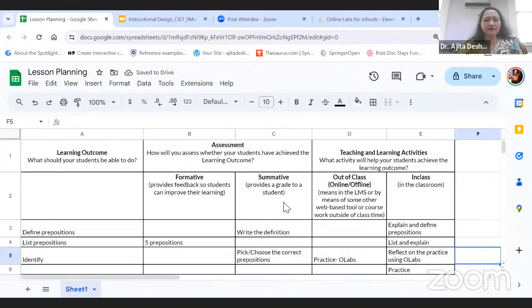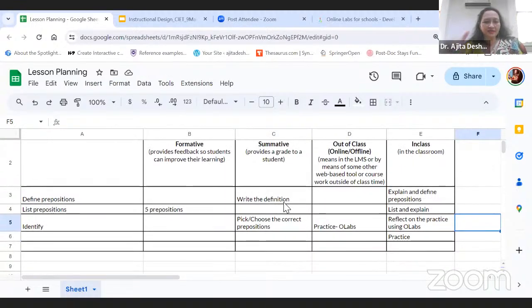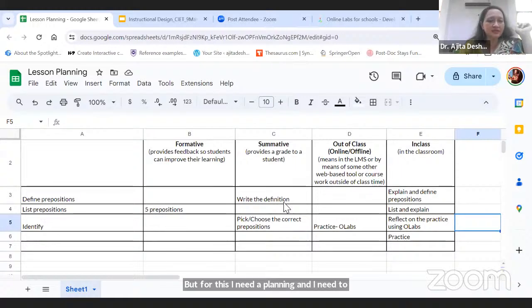So now here what I have done is I have utilized, 100% I have done practice out of class activity. I have also used a web tool. But for this, I need a planning. And I need to know that these tools exist. And that is the whole purpose of this TPCI that we are doing. And without this planning, then you cannot go ahead.